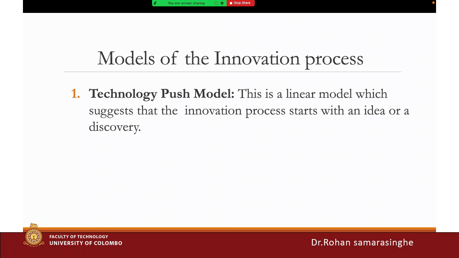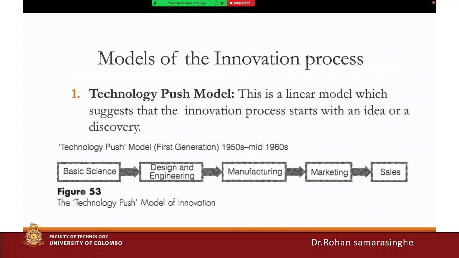So, technology push. This is the linear model which suggests that the innovation process starts with the idea or the discovery. Here in the technology push model, actually in the mid 50s to 60s, we could find basic science, design and engineering, manufacturing, marketing and sales. Technology push model.